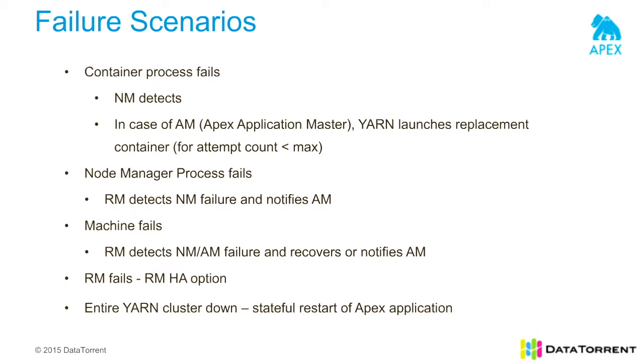In the case of Apex, we find out what operators the process has hosted, what other operators downstream are affected, and we will ask for a new container and recover the operators by going back to the checkpointed state and replaying any events. We will look into that closer later.